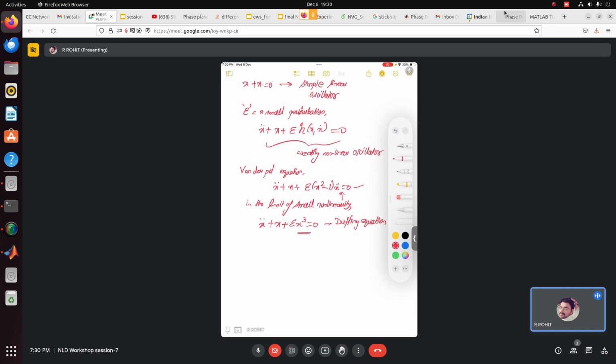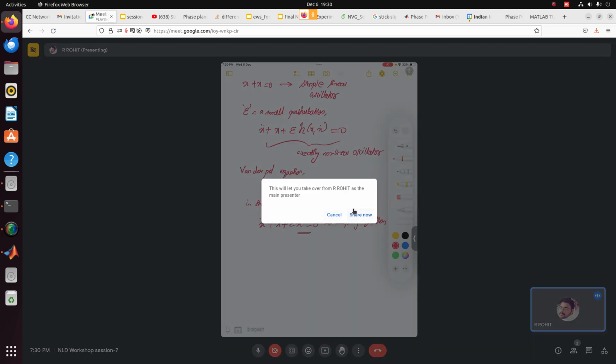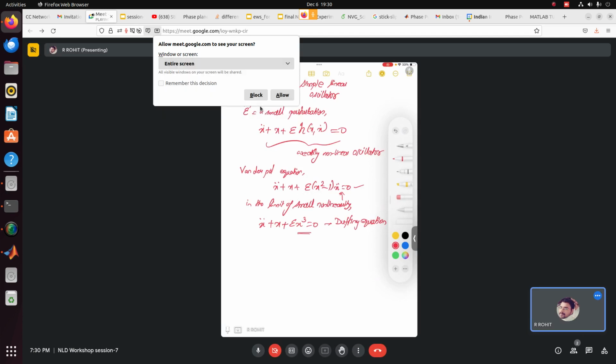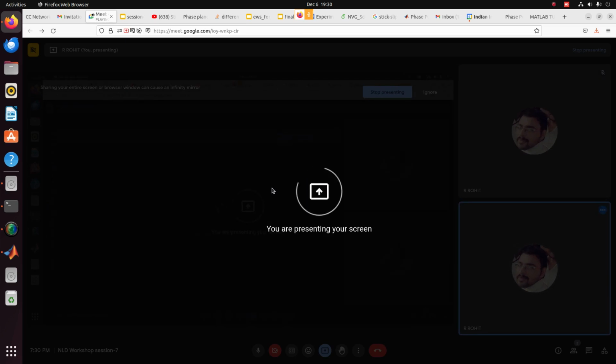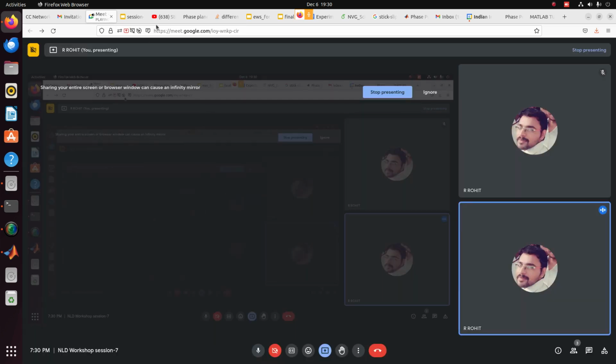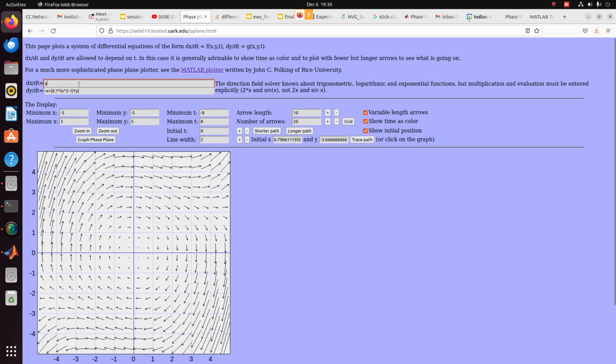To illustrate this kind of phenomenon, we will look into the phase plane portrait of this system. I'll show you the phase portrait for this. So you can observe that here the first equation which we have written, x dot equal to y and y dot equal to minus x plus epsilon, which I have given as 0.1 for small nonlinearity, times (x square minus 1) into y. So this is the van der Pol equation which we have considered.